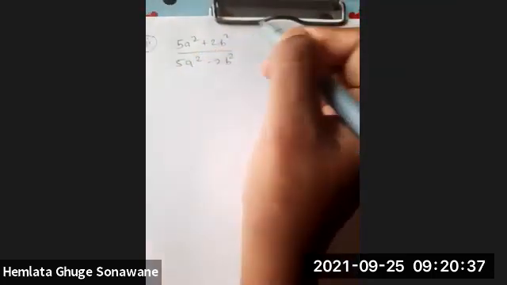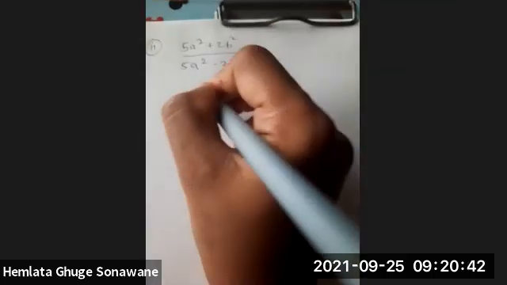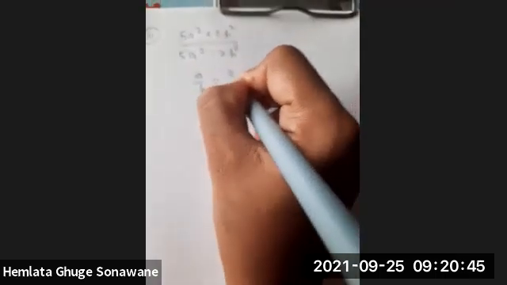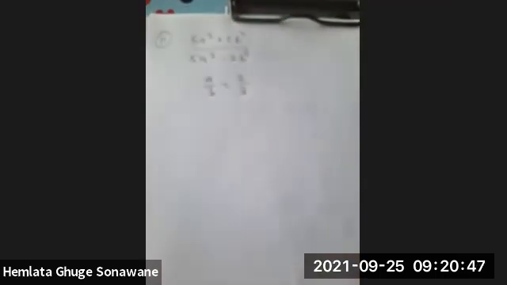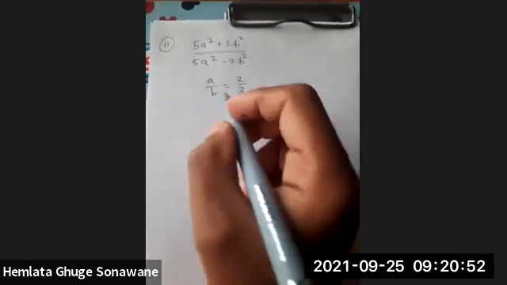Next example of question number 8, that is the second one, 5A square plus 2B square upon 5A square minus 2B square. We have to find out the value for this. Now we have A upon B is equal to 2 upon 3. Here you can see that A and B have squares. So we'll square both the sides.